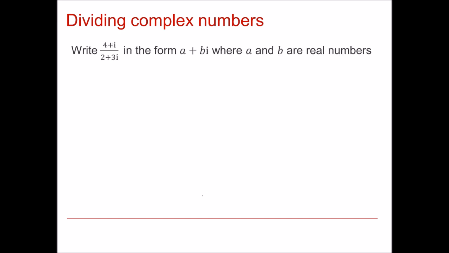Here's a more complex example. Again, we want to make the denominator real. We can do that by multiplying by the complex conjugate, and then we need to do the same to the numerator. So we start with 4 plus i over 2 plus 3i, and we multiply numerator and denominator by the complex conjugate of the denominator. That's 2 minus 3i.